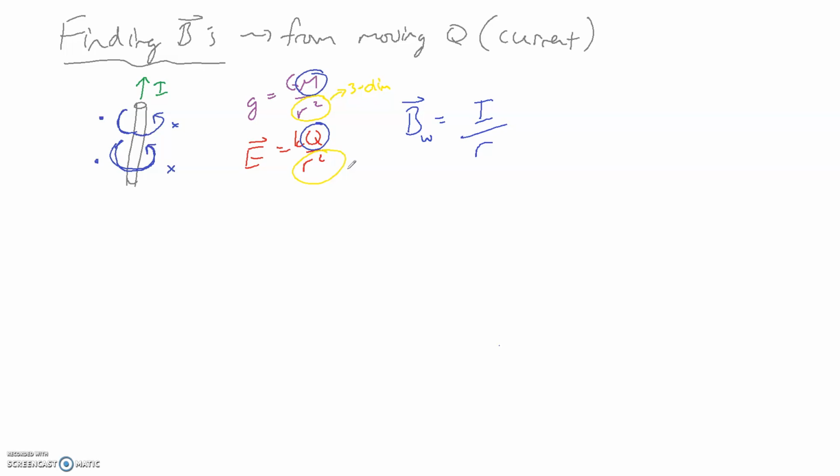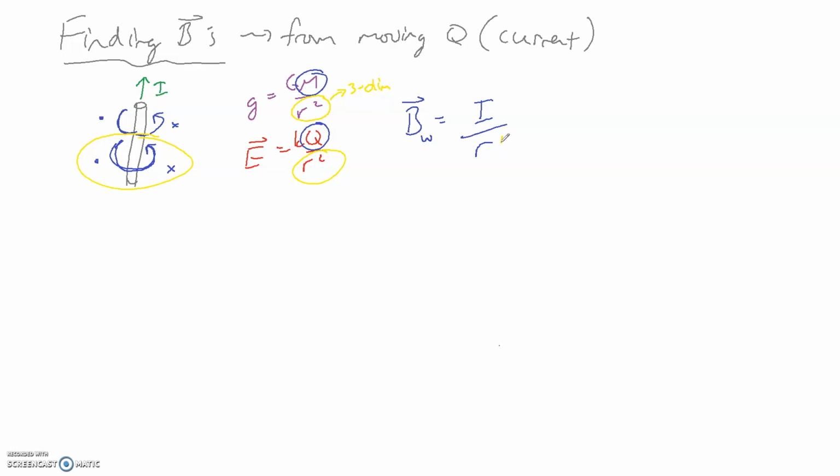Magnetic fields don't do that. Magnetic fields don't go out in 3 dimensions in the shape of spheres. They go out in 2 dimensions in the shape of a circle. Since the 3-dimensional shape has a squared measurement, a 2-dimensional shape will just have a 1. So there's not r squared, it's just r. That's one of the key differences between the expressions.